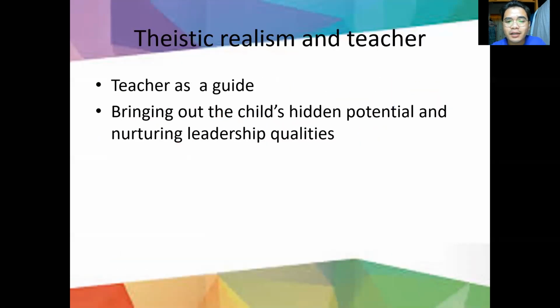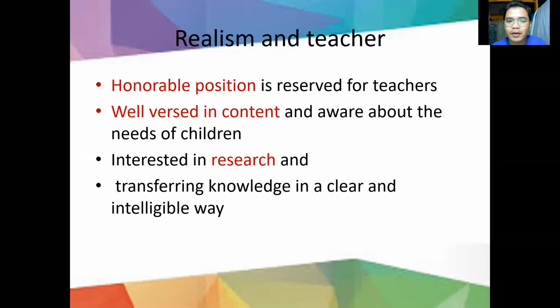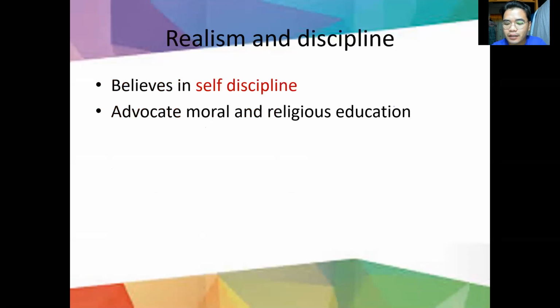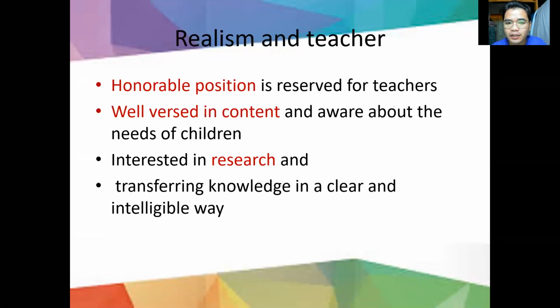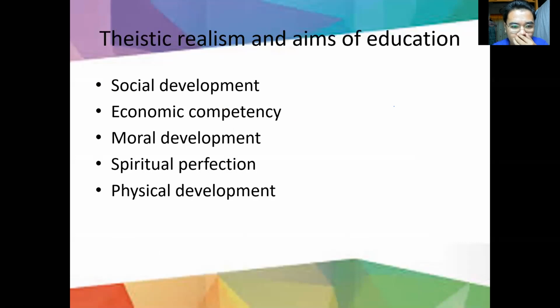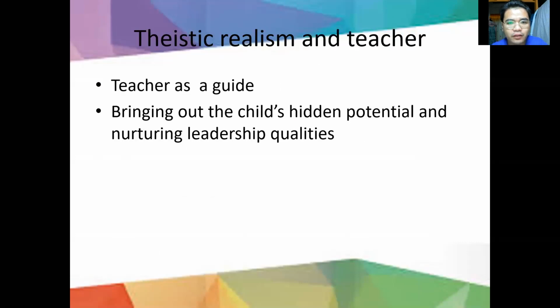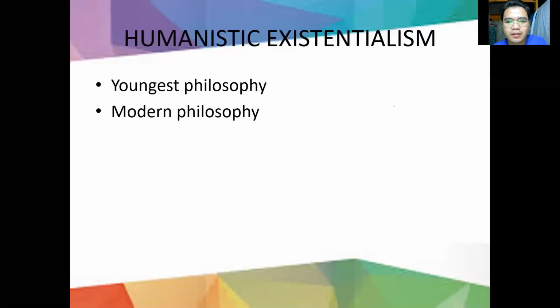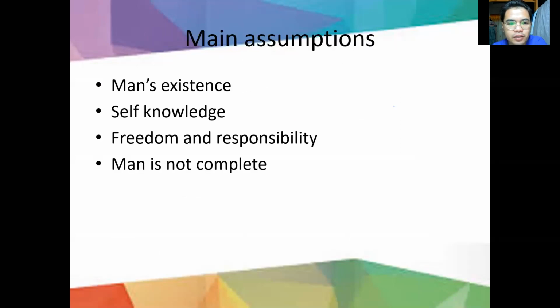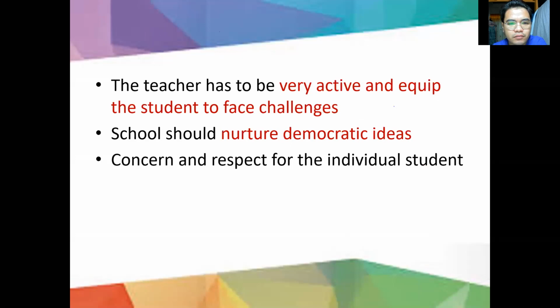Okay, so those are the four major types of traditional philosophies. What are these? We have idealism, naturalism, realism, and pragmatism. But there is also one philosophy here, humanistic existentialism, but I won't discuss this in a way na existentialism siya. Humanistic.